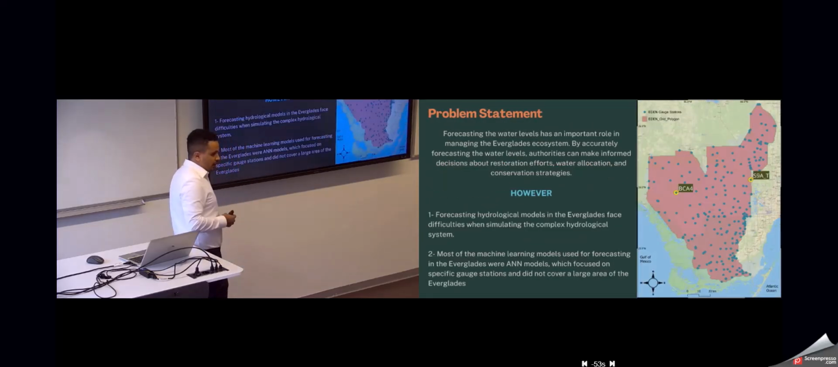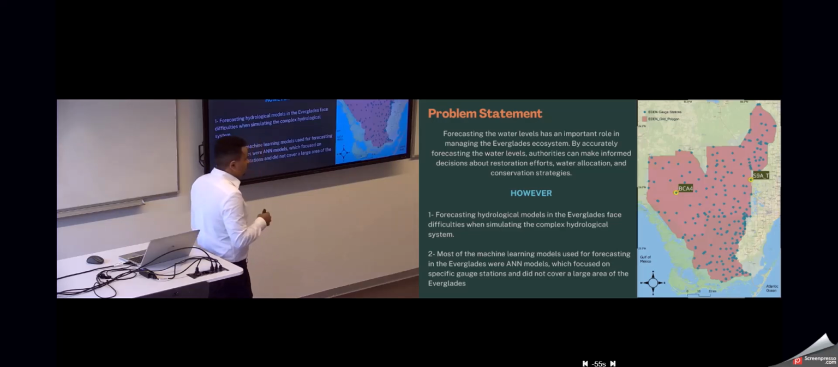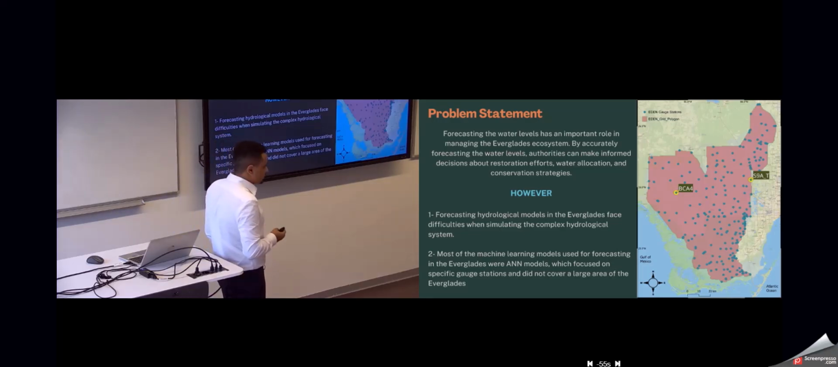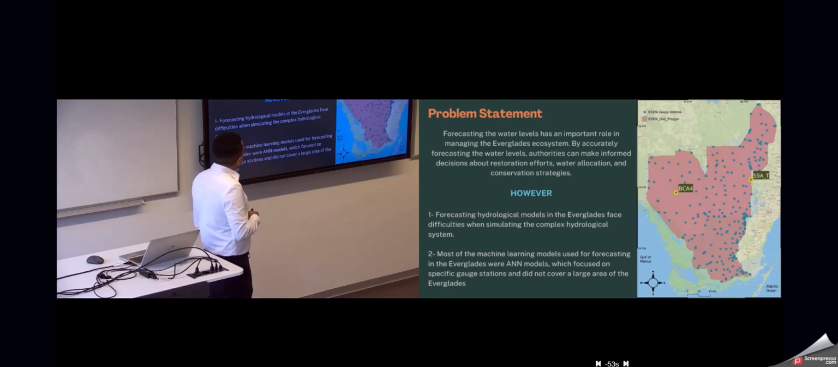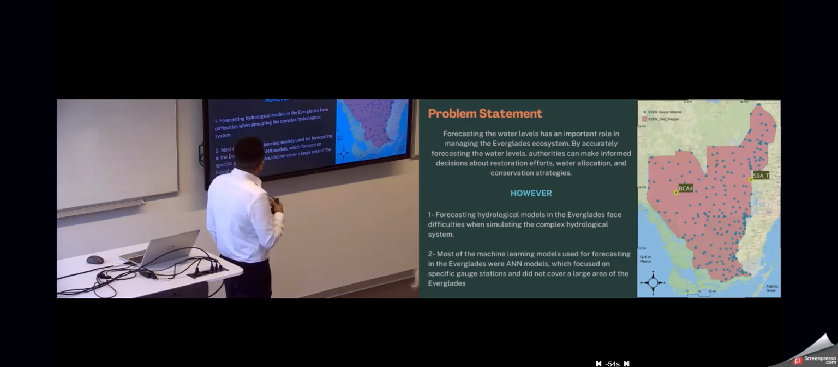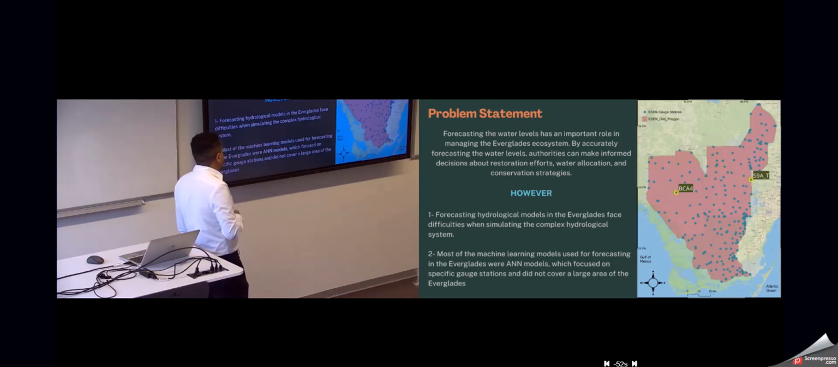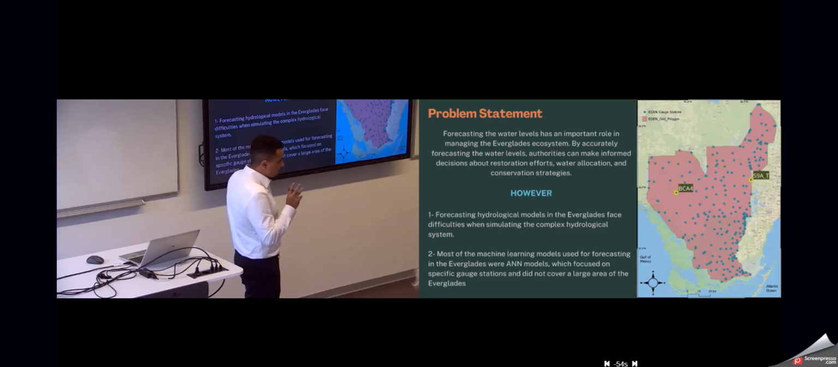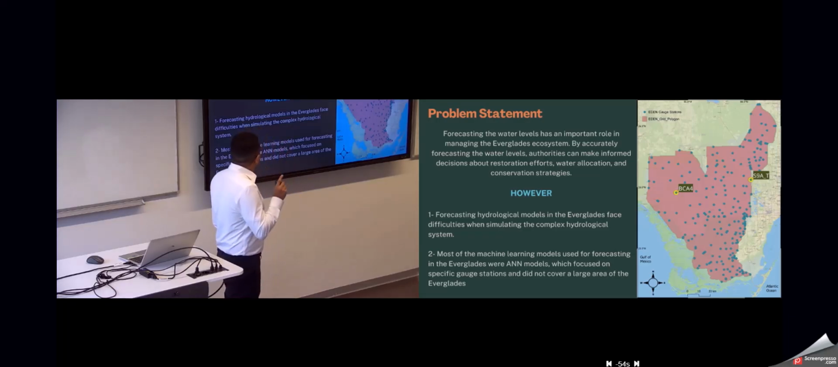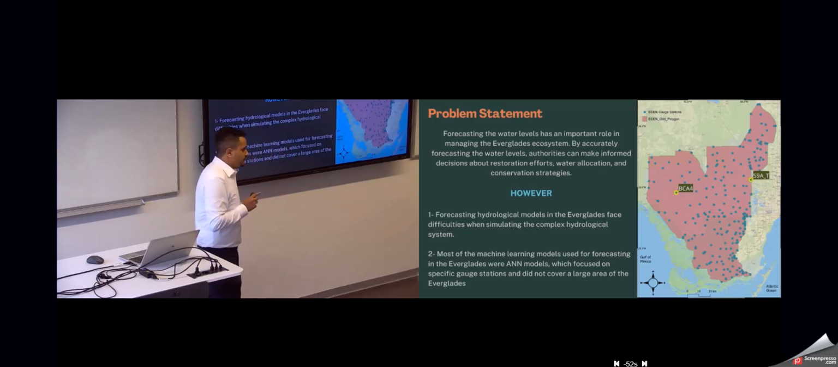So the research problem: forecasting the water level in the Everglades has a very important role in managing this ecosystem, and also helps the water authorities make informed decisions about restoration efforts, water allocation and conservation strategies. However, there are two problems. The first one is that hydrological forecasting models face difficulties in simulating the complex hydrological system.